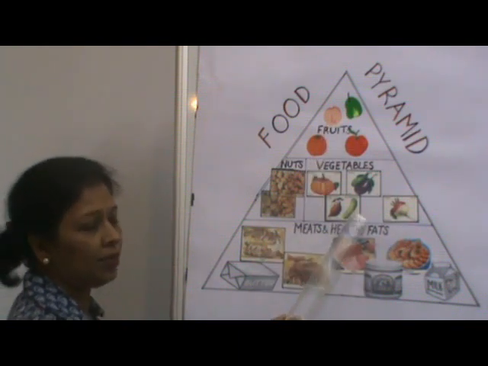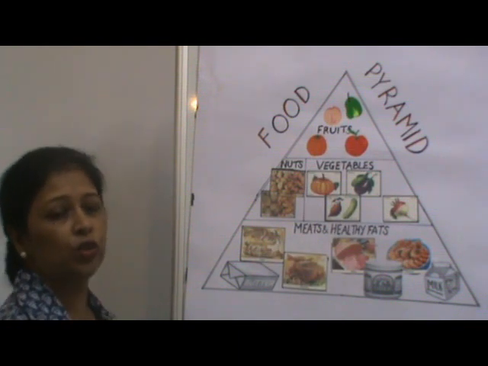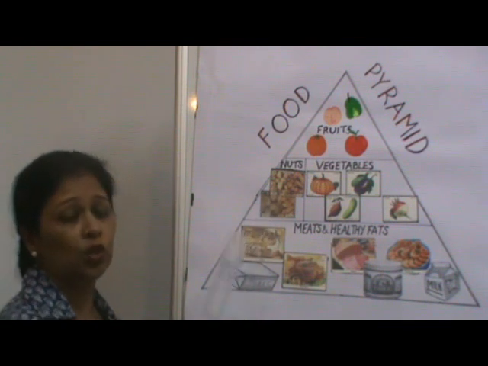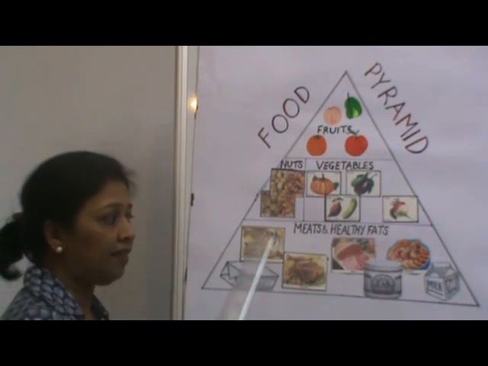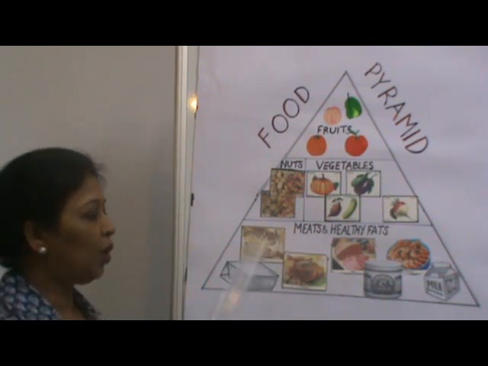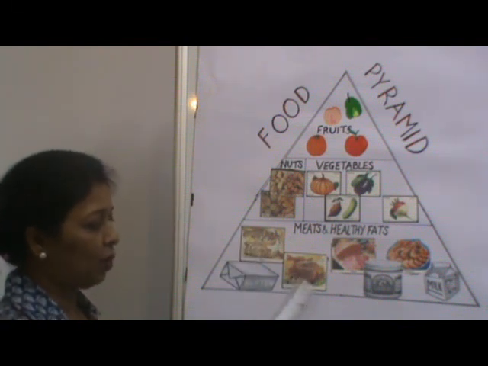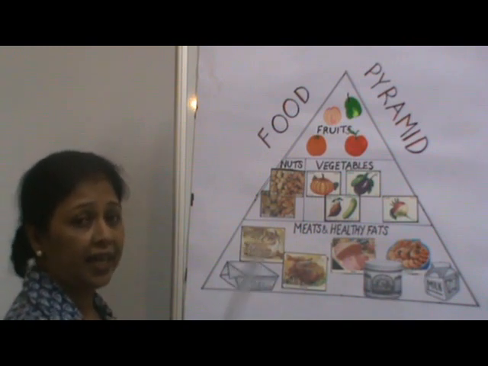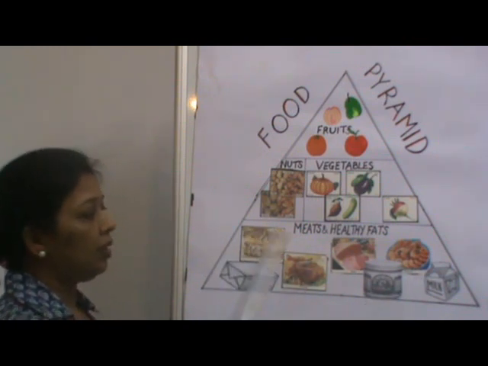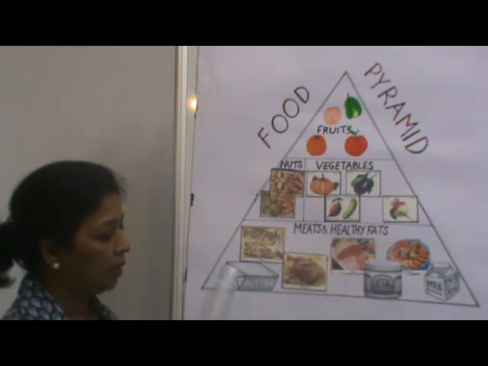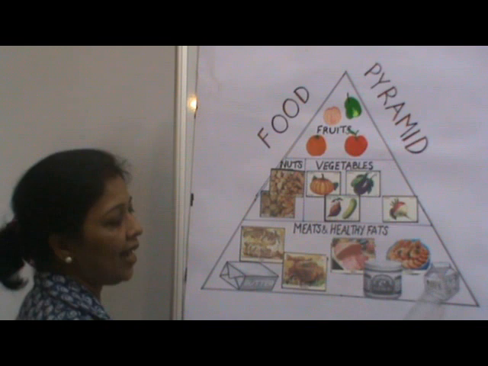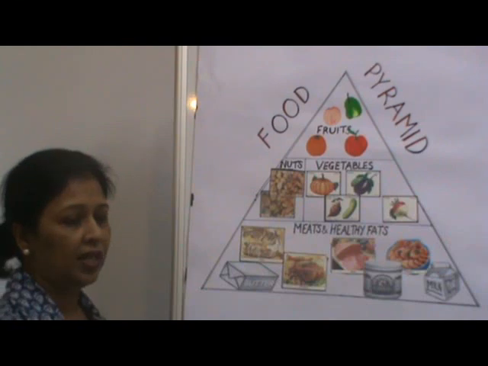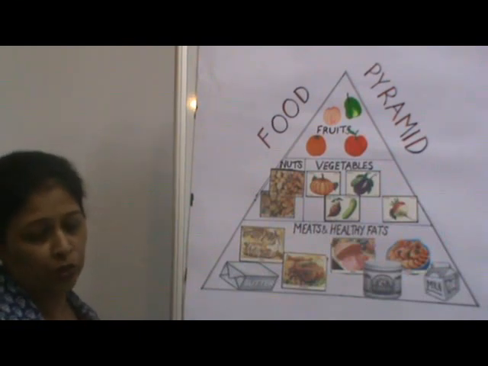Now fruits and vegetables, as I have shown you, are very good sources of vitamins and minerals. Then we have nuts. Nuts are rich sources of protein. Then we have meats. Now meats can be in the form of fish, it can be in the form of chicken, ham or prawns. The meats are rich sources of protein. The healthy fats comes from butter, ghee and milk. So this food pyramid shows us the different groups and their richness in different nutrients.